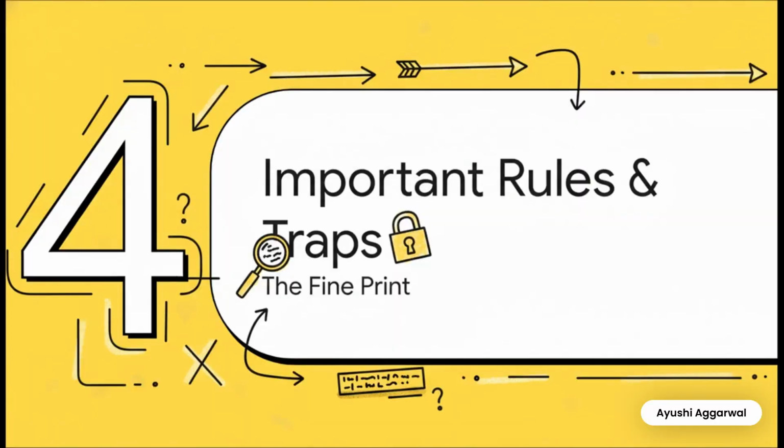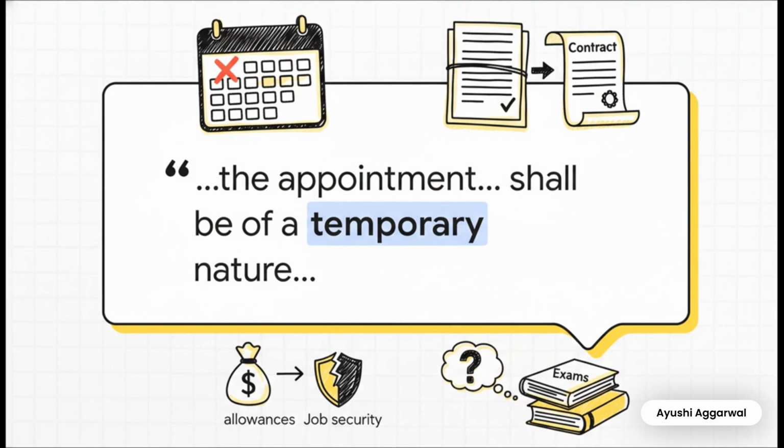All right, now we're moving on to what I think is the most critical section of any notification. This is where most students make mistakes. We're talking about the fine print, the terms and conditions. This is where all the hidden rules and those sneaky exam traps are buried. Just take a look at this line from point 11.